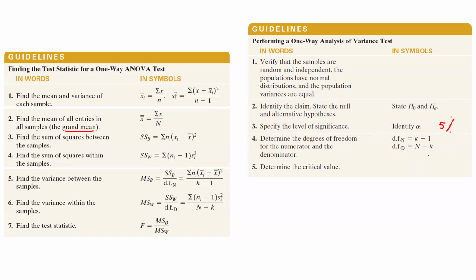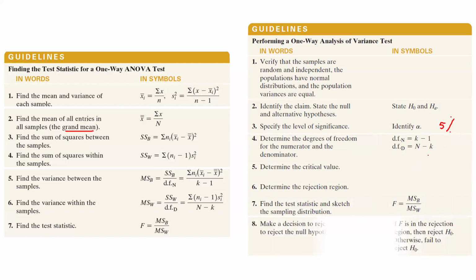Determine the critical value using the table. And determine the rejection region, everybody. If the test statistic is inside the rejection region, you're going to reject the null hypothesis. Otherwise, you're going to say that, hey, we failed to reject the null hypothesis.